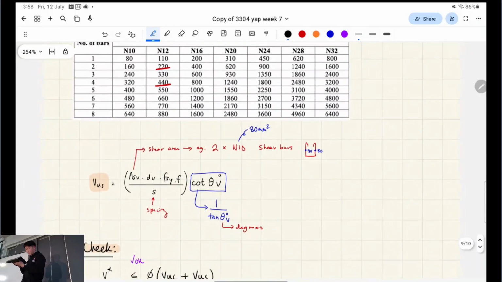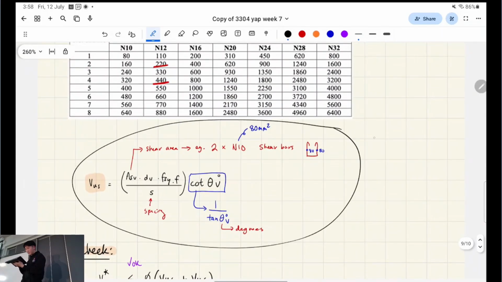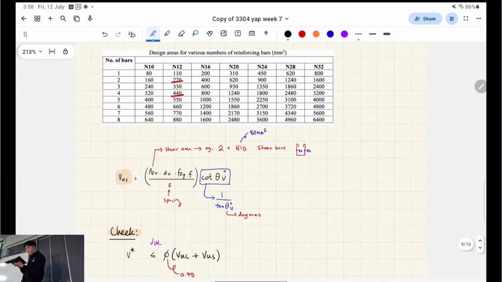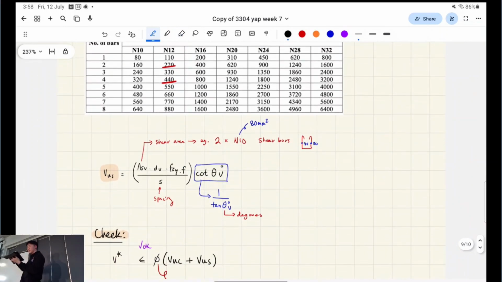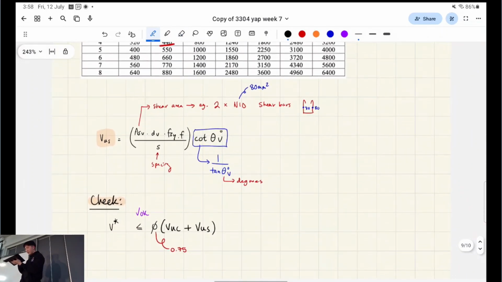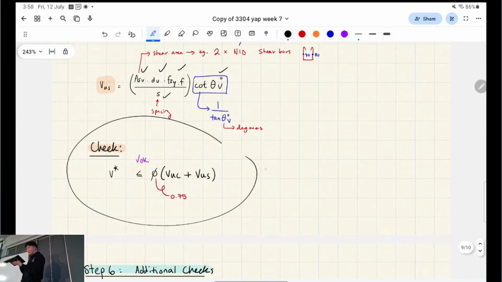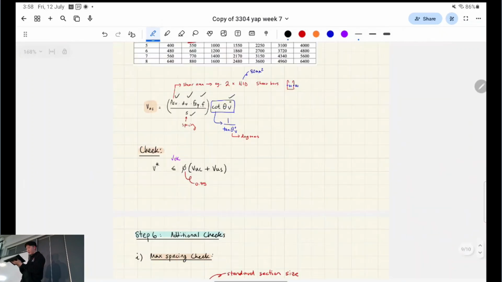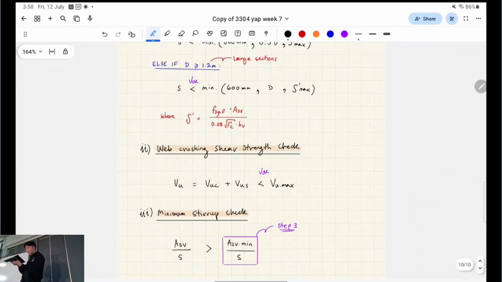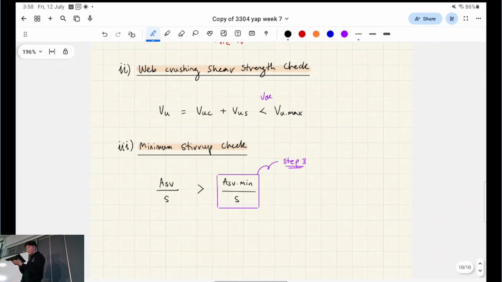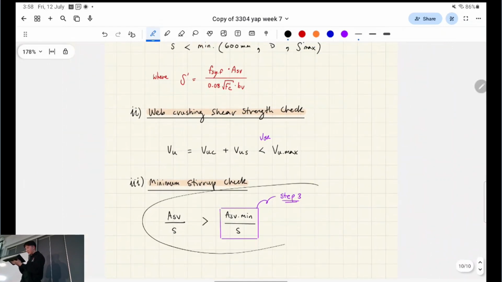And then you plug it into this formula for the stirrup capacity, which we saw earlier from the derivation. And we actually have all of these things now. And we just check that it passes this, and it should. And then once it passes that, we do spacing checks, max spacing, web crushing checks, and then minimum stirrup checks. It just needs to be greater than some mandatory value. Okay, that's the end of it.